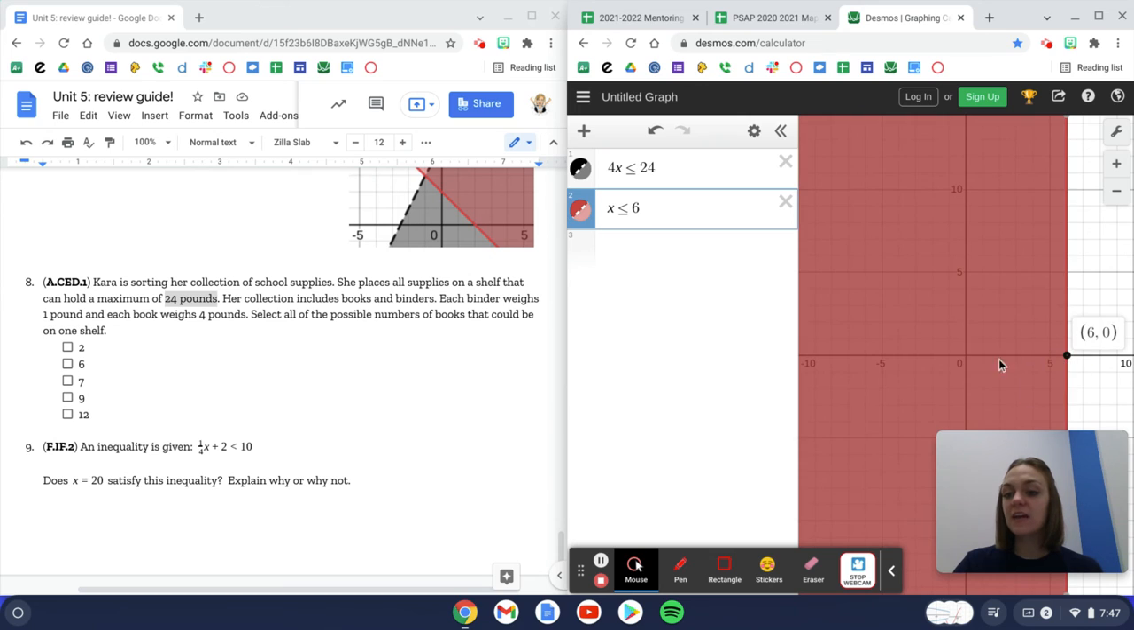And that's going to be any of my X values down here. So really 0 to 6. You would check all of these boxes that are 0 to 6.